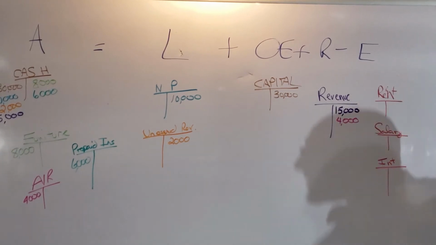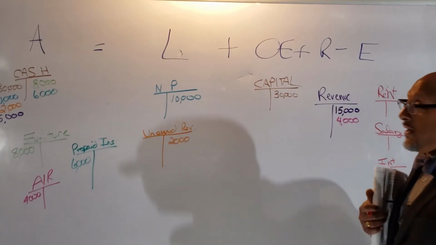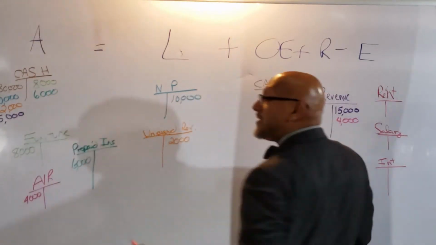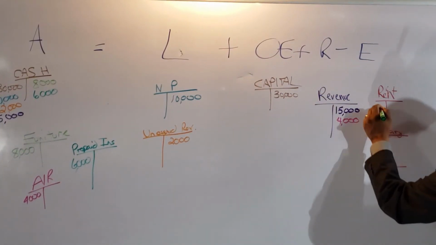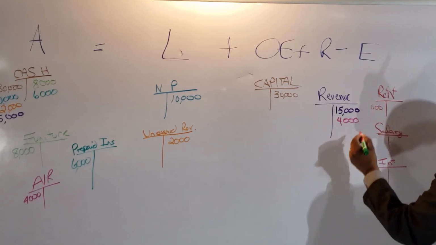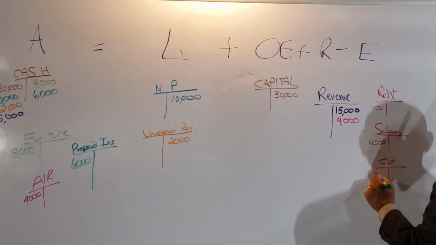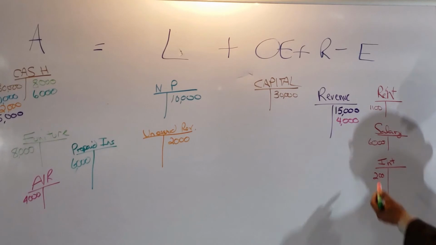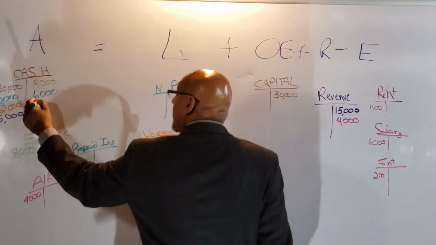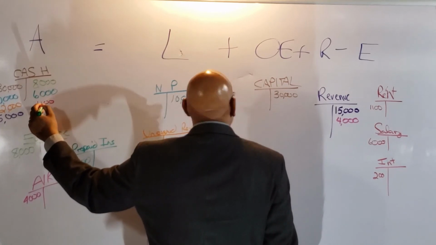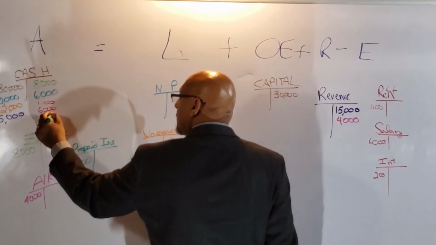Rent and the other expenses are increased, so we're increasing our expenses because we're spending money, but we're paying it in cash, so we're decreasing cash. When we increase an expense, it's a debit. So we have 1,100 here. We have 6,000 here. And we have 200 here. All 3 of these are going to be credits on the cash side. 1,100, 6,000, and 200.